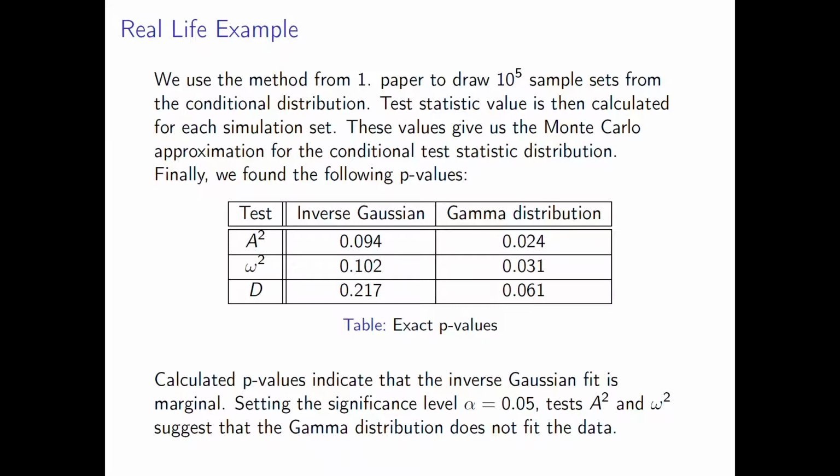For the inverse Gaussian, we can see that the p-values are a bit bigger. If we set the significance level to be 0.1, we could reject the null hypothesis for the Anderson-Darling test, but it's exactly on the level. So we would say that the inverse Gaussian fit is marginal. Even though we can't reject the null hypothesis, the fit is marginal. If we can actually reject the null hypothesis, what it means is that we can say that the data set doesn't come from that specified family of distributions.